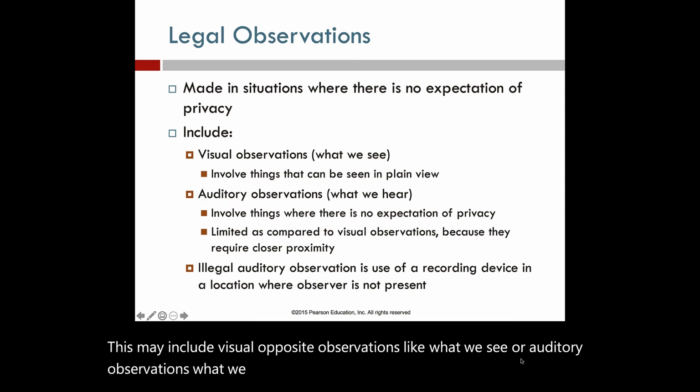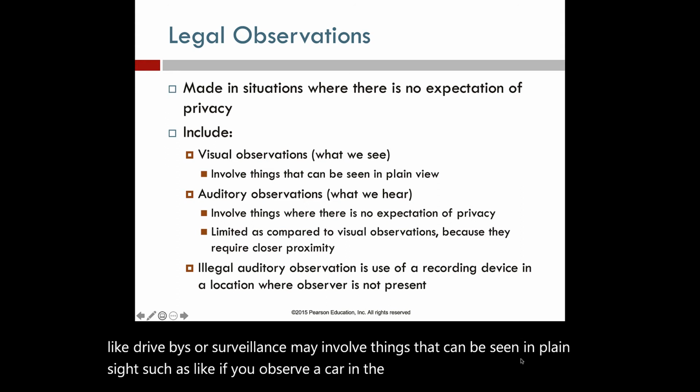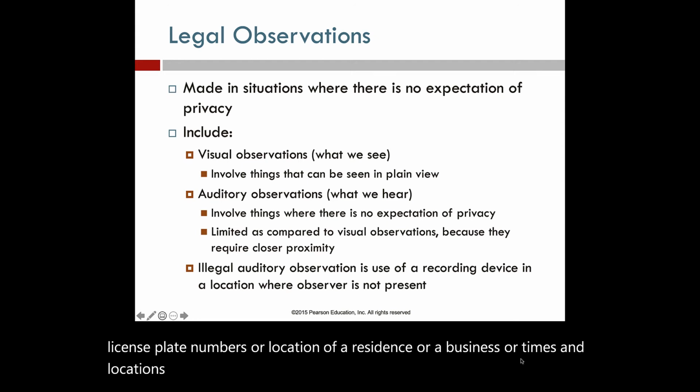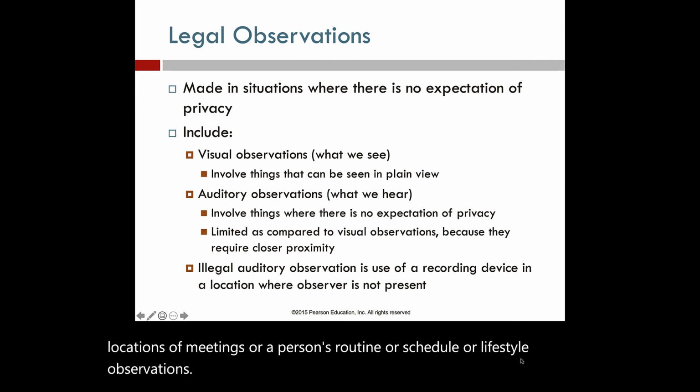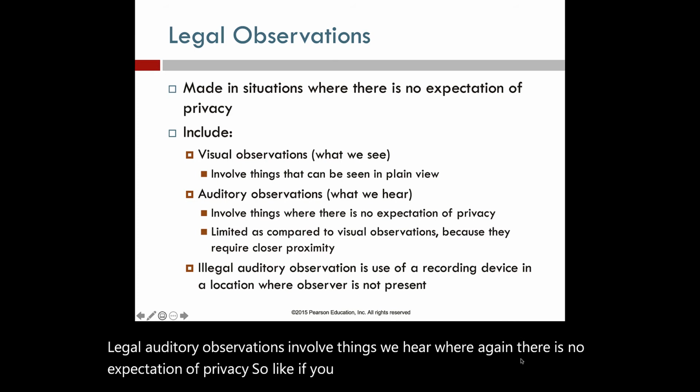Legal visual observations obtained by drive-bys or surveillance may involve things that can be seen in plain sight, such as a car in a driveway, license plate numbers, the location of a residence or a business, times and locations of meetings, or a person's routine, schedule, or lifestyle. Legal auditory observations involve things we hear where, again, there is no expectation of privacy, like a conversation at a restaurant or a movie theater.